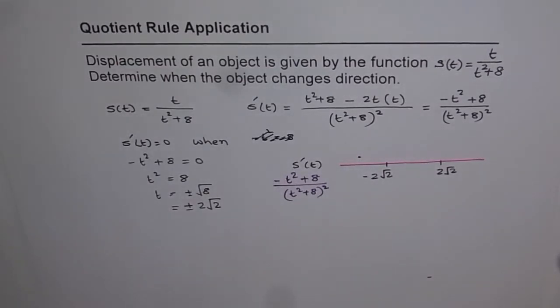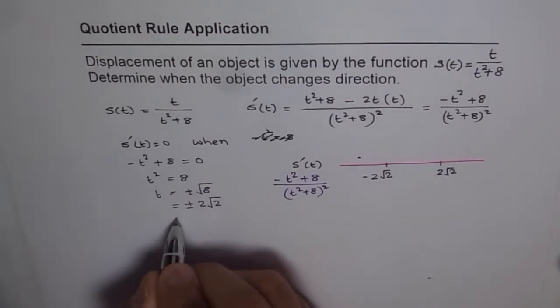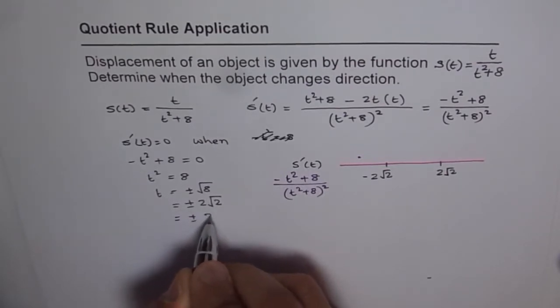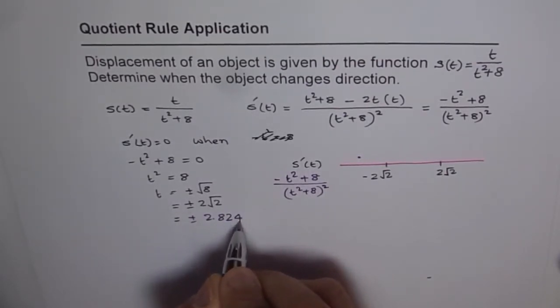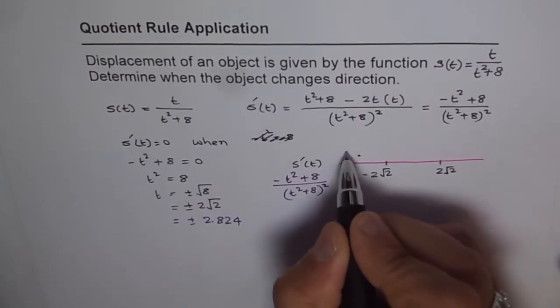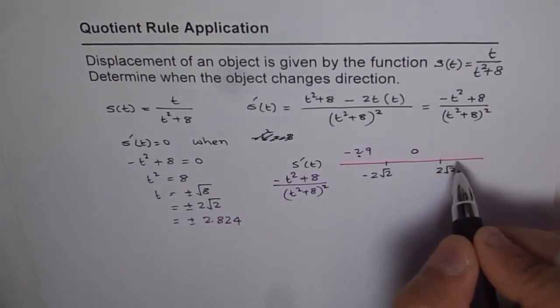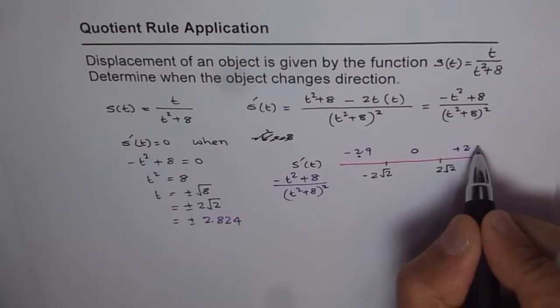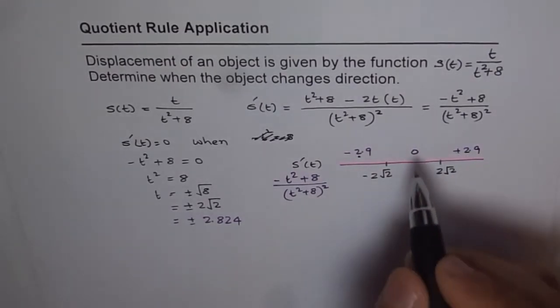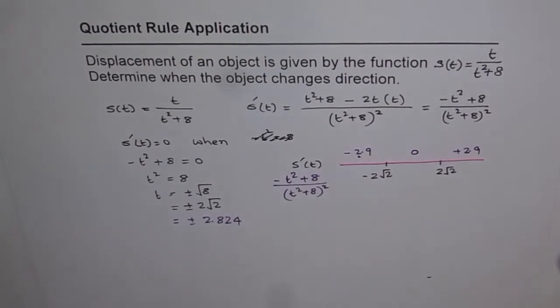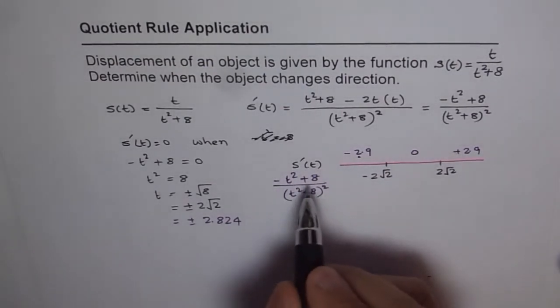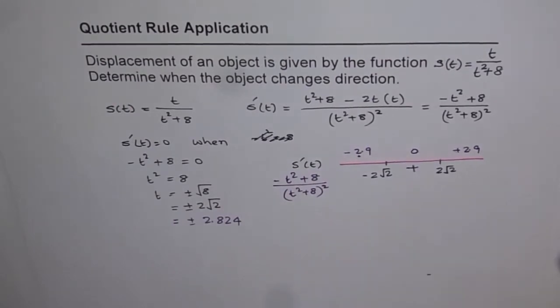So approximately, we should find what 2 square root 2 is. So 2 times square root of 2 is approximately 2.8. So we can write this as approximately plus minus 2.824, right? So we can take a test point here, which could be minus 2.9, and a test point here could be 0. A test point in this region could be plus 2.9, right? So plug these values in your calculator and figure out whether this is positive or negative. If I write 0 here, then I get positive 8. So I know this is positive for sure, right?